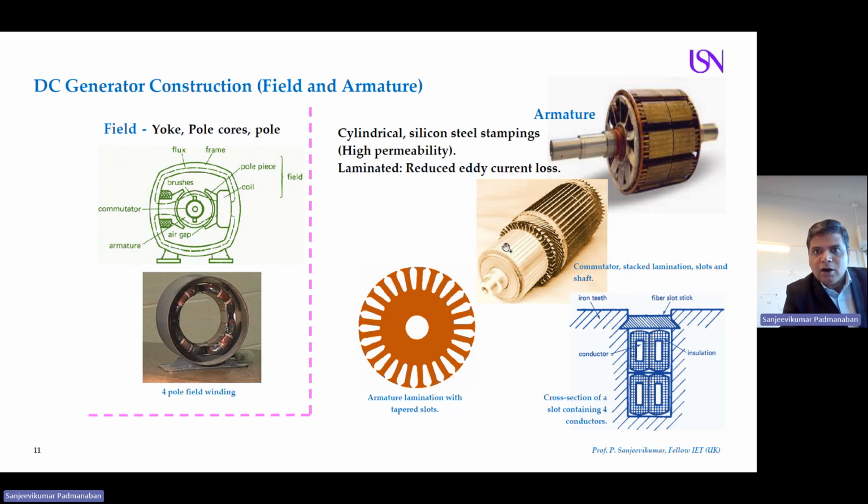This is an example of cylindrical silicon steel stampings with high permeability. And why are we using lamination? In order to reduce eddy current losses. So we put all these laminations in to avoid eddy current losses. Clearly?